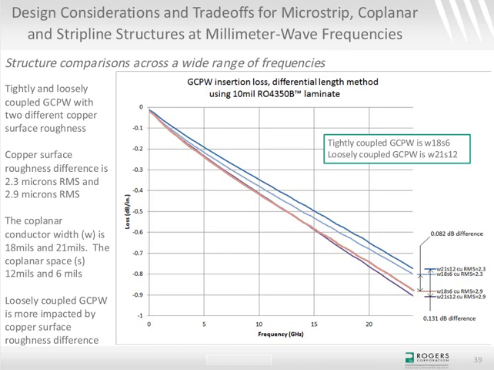And if you look at the differences in insertion loss, what you'll find is the tightly coupled W18S6, when you look at copper roughness of 2.3 going to 2.9, going from smooth to rough, the difference in insertion loss is 0.82 dB, and the unit should be dB per inch. So on the tightly coupled, there's a difference of 0.82 dB per inch, looking at this difference in copper roughness. On the loosely coupled, W21S12, the difference between that same copper roughness, 2.3 and 2.9 microns RMS, there's more difference, 0.131 dB per inch. So basically it's showing that a loosely coupled grounded coplanar waveguide is more sensitive to the conductor effects and the change in surface roughness.